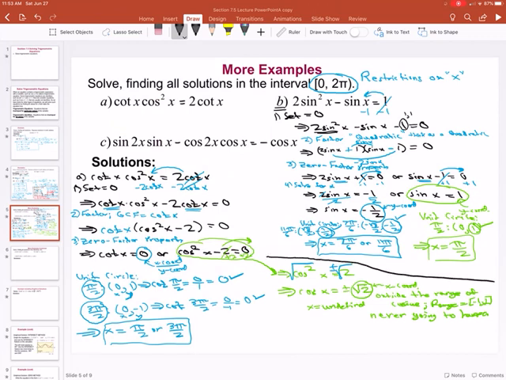Just going to move that over here just to separate these. So altogether we have x equaling what? I'll put them in order, smallest to largest: pi over 2, 7 pi over 6, and 11 pi over 6. There are 3 solutions. All right, and we got one more.